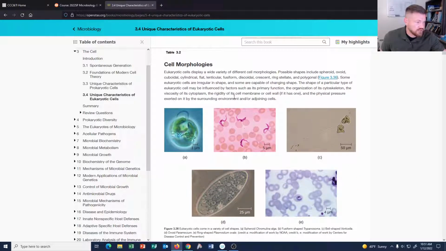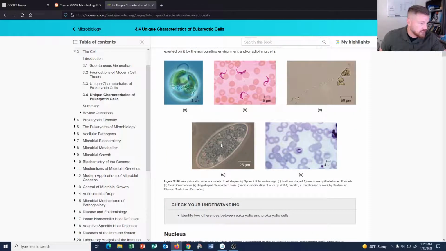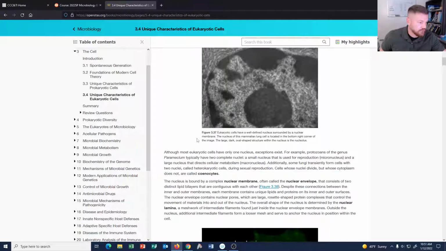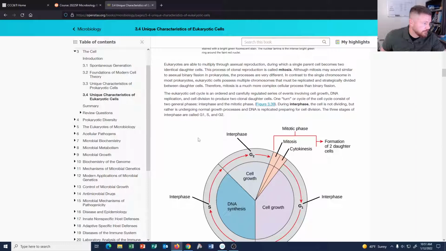Right? Morphologies of eukaryotes is all over the map. They can be circular. They can be these squiggly looking things. They can be kind of oblong. It's just a pretty diverse group of organisms, right?